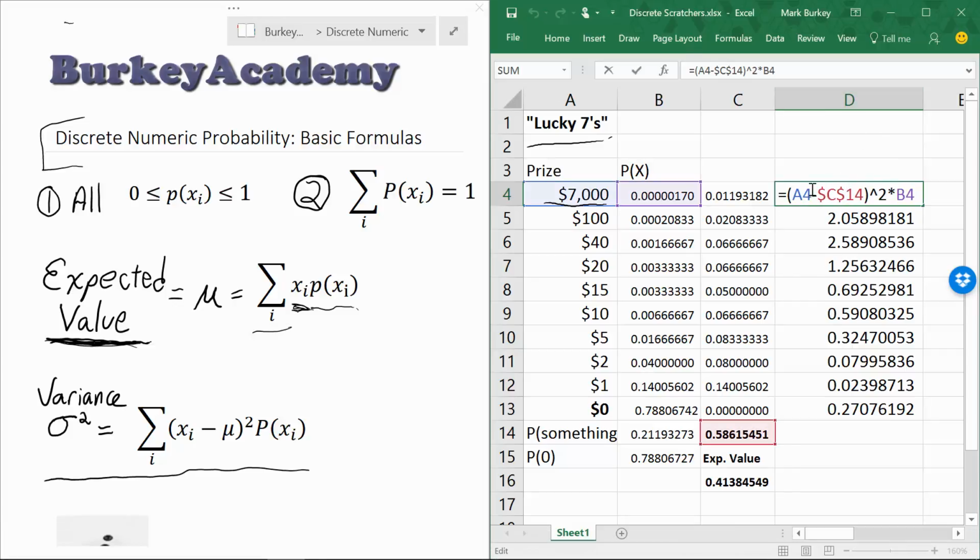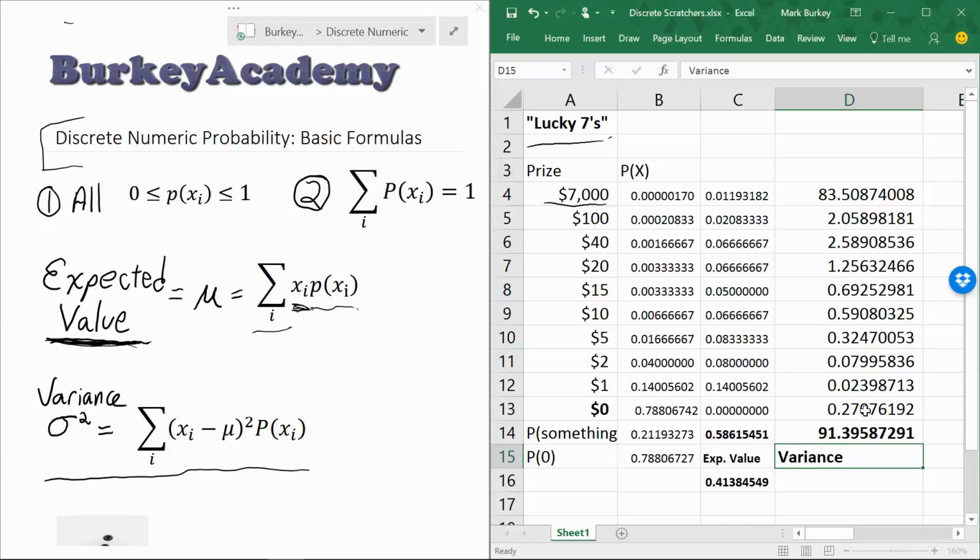So we've taken each value, right? We subtracted the mean, we squared it, we multiplied it times the probability, and now the last step is to add all those things up. And that will give us the variance. 91.4, roughly. So that's the variance.